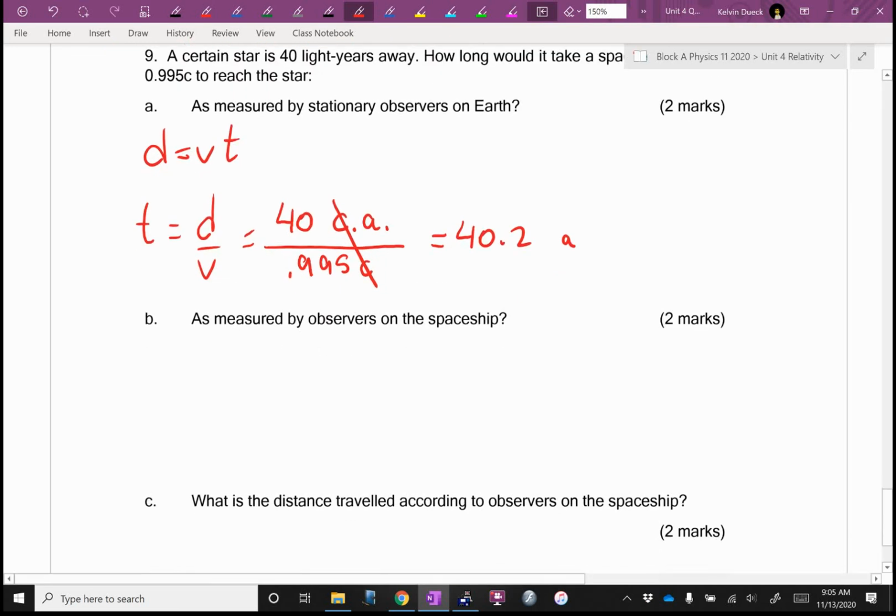As measured by observers on the spaceship. Okay, they are the ones that are moving relative to the Earth. So now it's asking us to find time on board. That's going to be t divided by gamma or times gamma? Times gamma? So what t? The time that passes on the Earth.